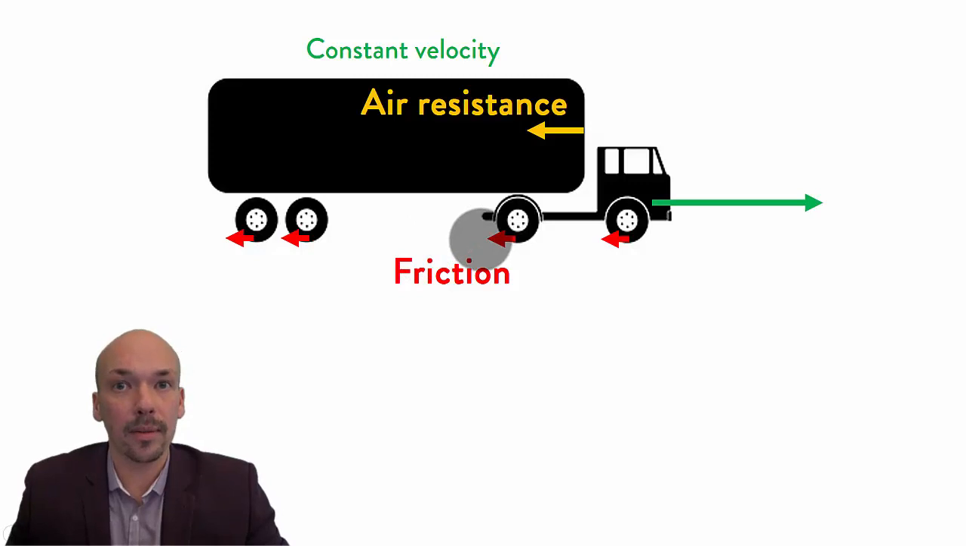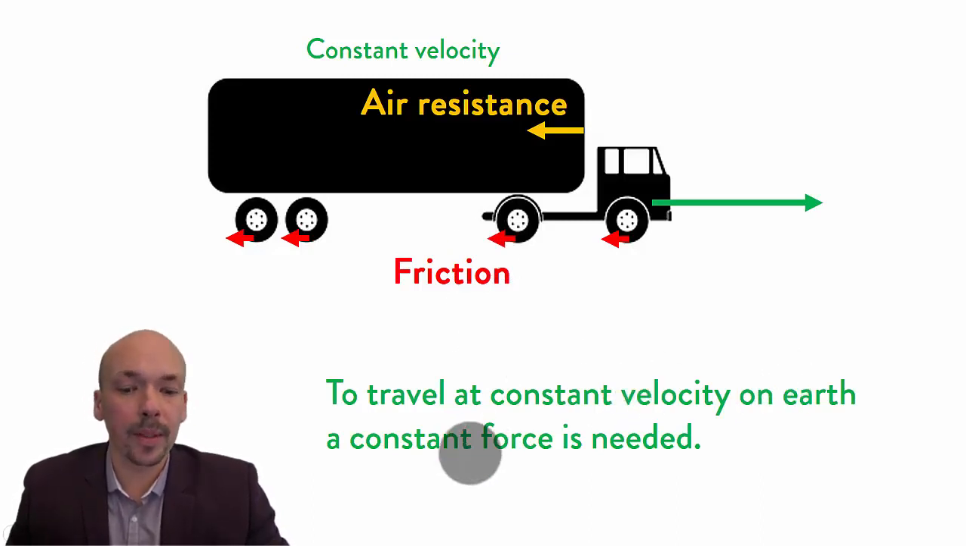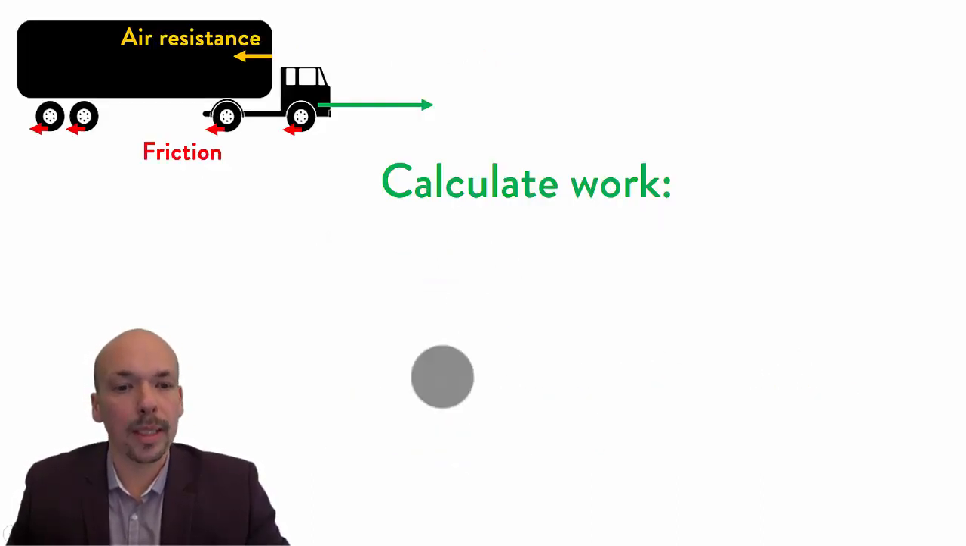In space you don't have this problem because in space there is no road, there's no air, so if you go with a constant speed you don't need an actual force, but on Earth you do. And because you need an extra force, this engine needs to work. So it needs to put out a sort of work to cancel these different resistances and these different frictions. So to travel with a constant velocity on Earth, you need a constant force. And therefore, this engine will have a work, and we can calculate the work.